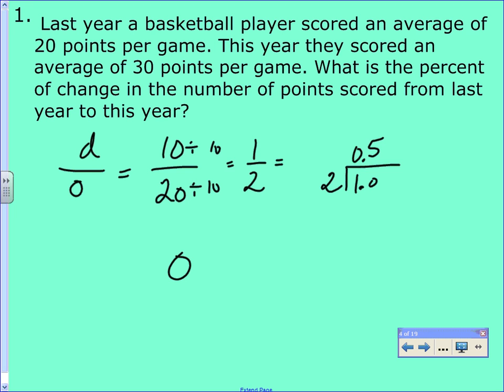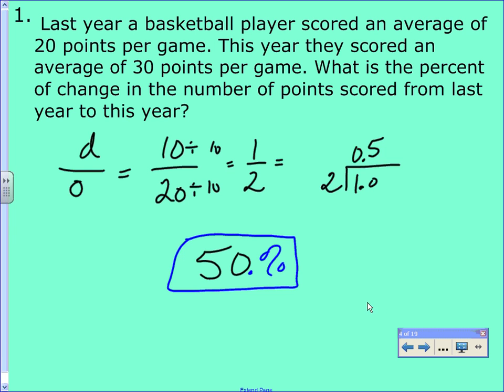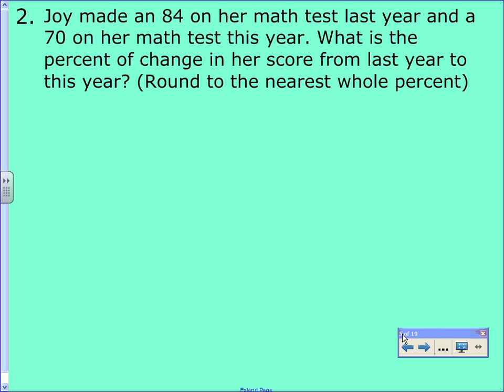Now in order to turn 0.5 into a percent, I'm just going to put some trailing zeros on there so you guys can see what I'm doing. I'm going to take this decimal, move it over 1, 2 places, get rid of the zeros that I don't need, and the answer is 50%. So they've done 50% better this year than they did last year, at least with points scored.